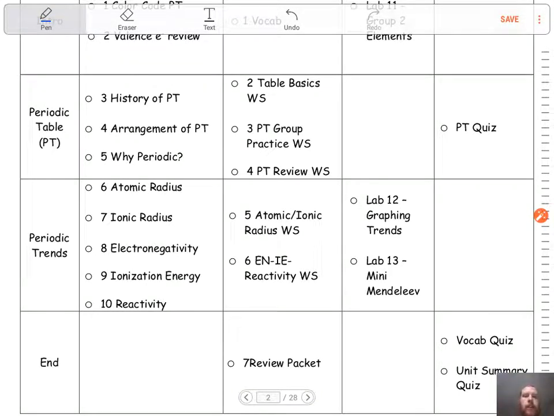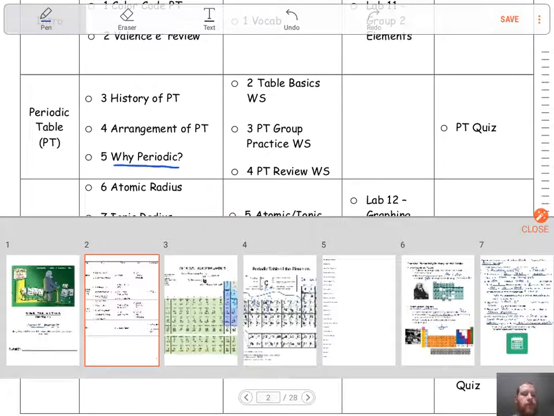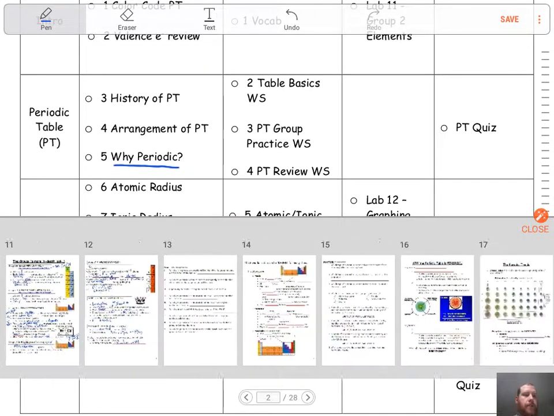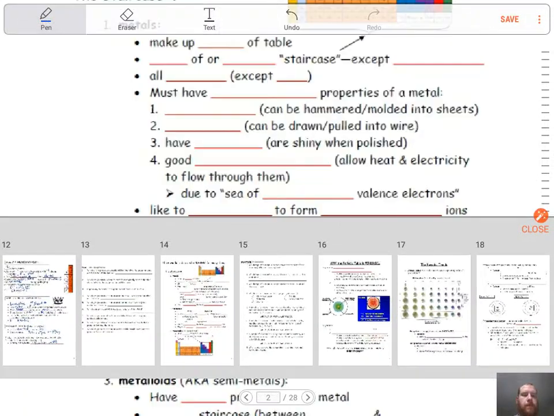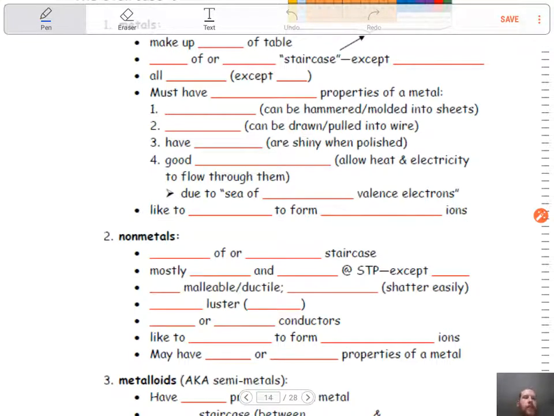Hey guys, this is Unit 4, Video 5, which I've entitled Why Periodic. We're going to start where we left off with Video 4. Let me pull it up here. Of course, it's not wanting to work. On page 14. So you should have completed page 13 as a review of what we went over.